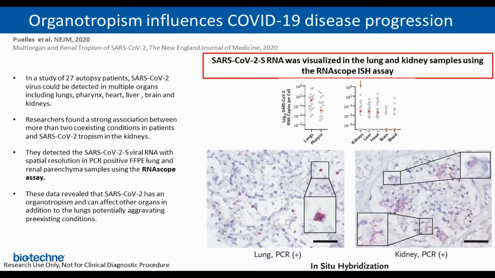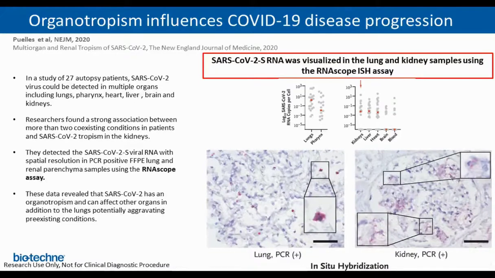This particular publication came out of Medical Center of Hamburg. Severe acute respiratory syndrome coronavirus 2, or SARS-CoV-2, preferentially infects cells in the respiratory tract, as we all know. But its direct affinity for other organs besides the lung remains poorly understood. Researchers are still trying to understand how this infection affects other organs of the body. In this study, researchers present data from an autopsy series of 27 patients that show that SARS-CoV-2 can be detected in multiple organs, some of them including the lungs, pharynx, heart, liver, brain, and kidneys.